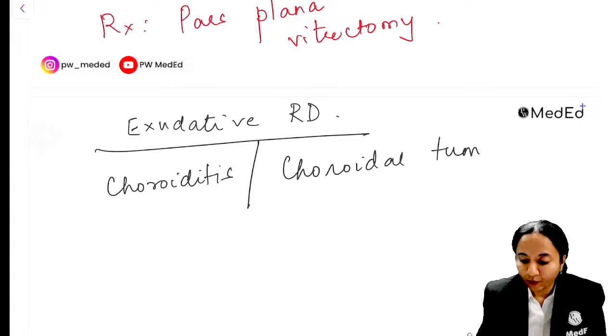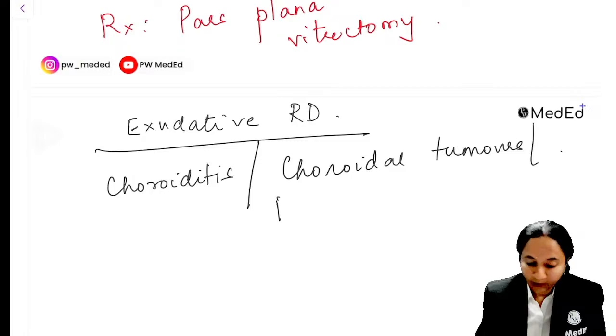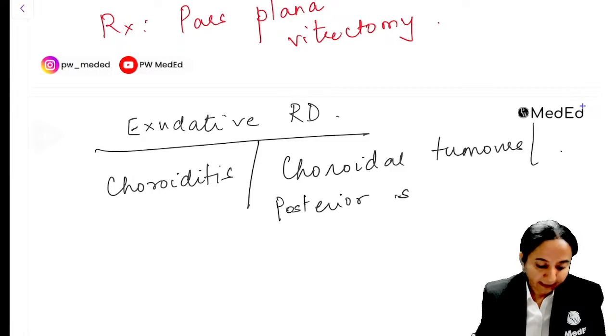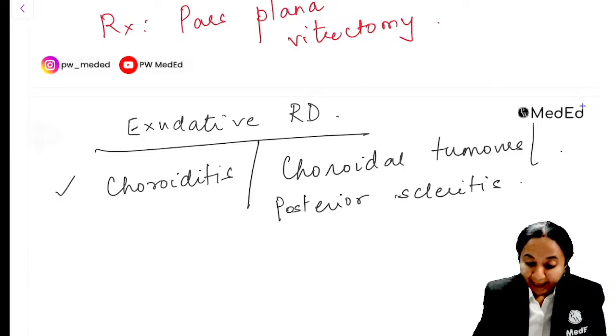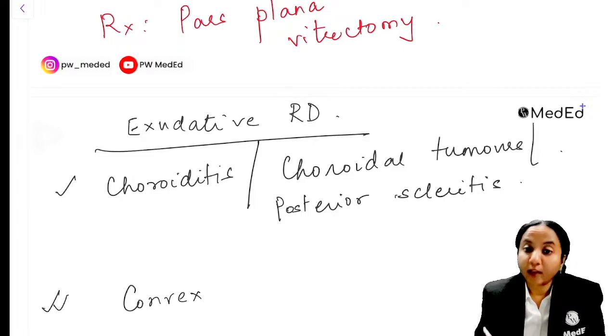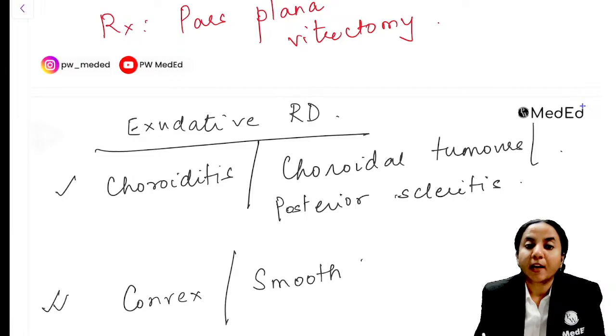Choroiditis, choroidal tumors. And it may also be associated with posterior scleritis. These are the important causes. And here also, the retina is convex, just like you saw in rhegmatogenous RD, but it is smooth. So remember these two words. So in exudative RD, it is convex and smooth.